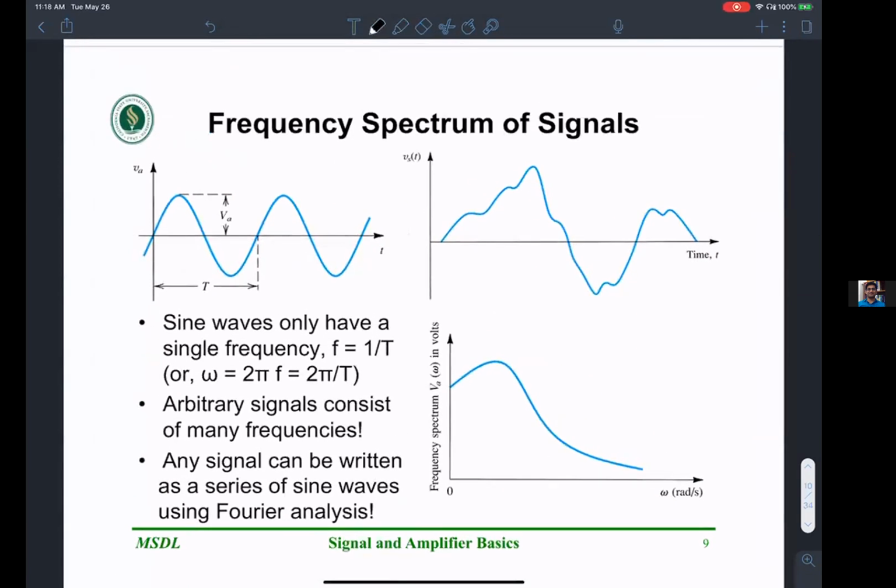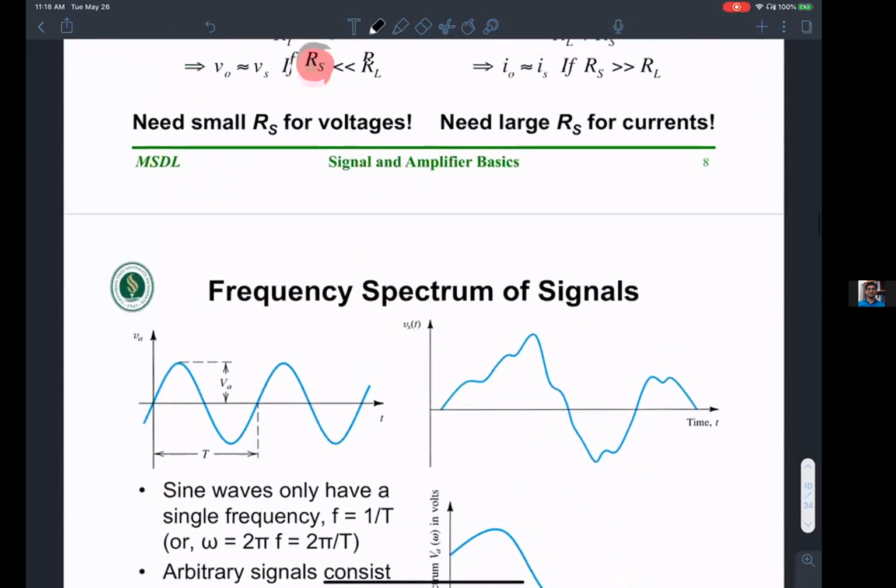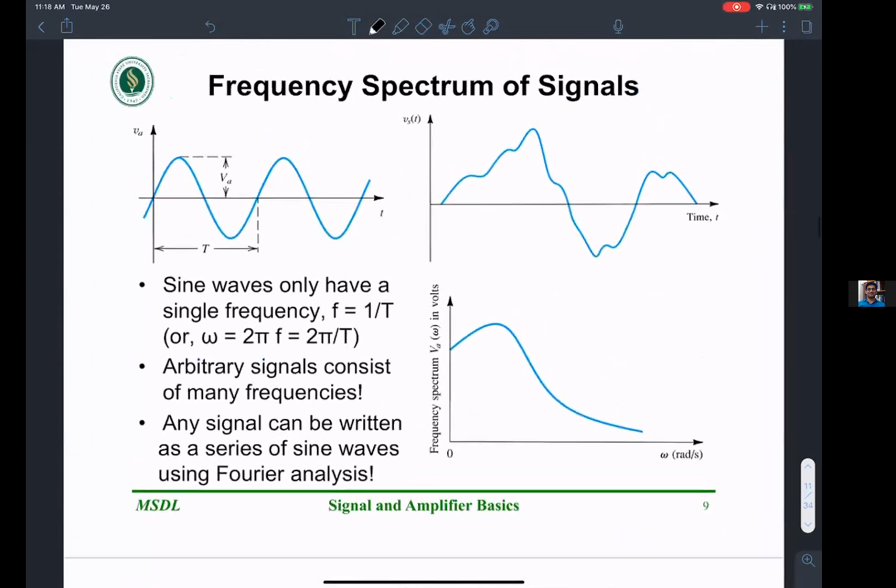Okay, so frequency spectrum of signals. Typically, your signal has more than one frequency. If you look at this sine wave here, there is just one particular frequency. There is one time period, and 1 over that time period will give you frequency. But real world signals rarely have one frequency. They have more than one frequency in that signal. So arbitrary signals, real world signals, consist of more than one frequency. They have many frequencies associated with them.